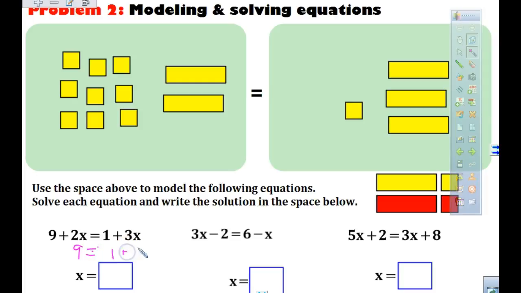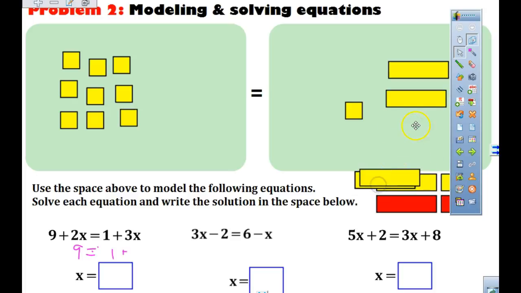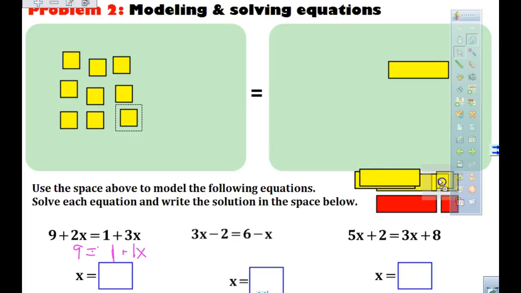Remove your tiles. It's not going to be 3 x's though, right? If you just remove 2 here, you have to remove 2 on this side also, right? 9 equals 1 plus 1x. Please write that right below. Is this an easy problem to solve now? We have to remove 1 from both sides, right? If I remove 1 from both sides, I have x equaling 8. So my solution that I'm looking for down here was x equals 8.